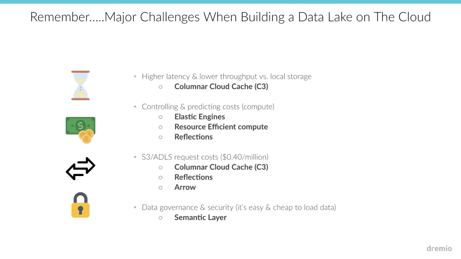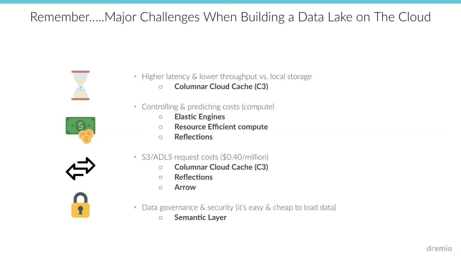So just going back to what we touched on in the beginning, which was about your higher latency and lower throughput versus local storage. You have all these challenges, and this is solved by Columnar Cloud Cache. This helps solve that, as well as controlling and predicting cost because of compute. We're using elastic engines, our resource-efficient compute through Arrow, and our reflections are all going to contribute to lower compute cost and helping you control those compute costs. We can turn on and off the instances. We can make sure that we're using things more efficiently.